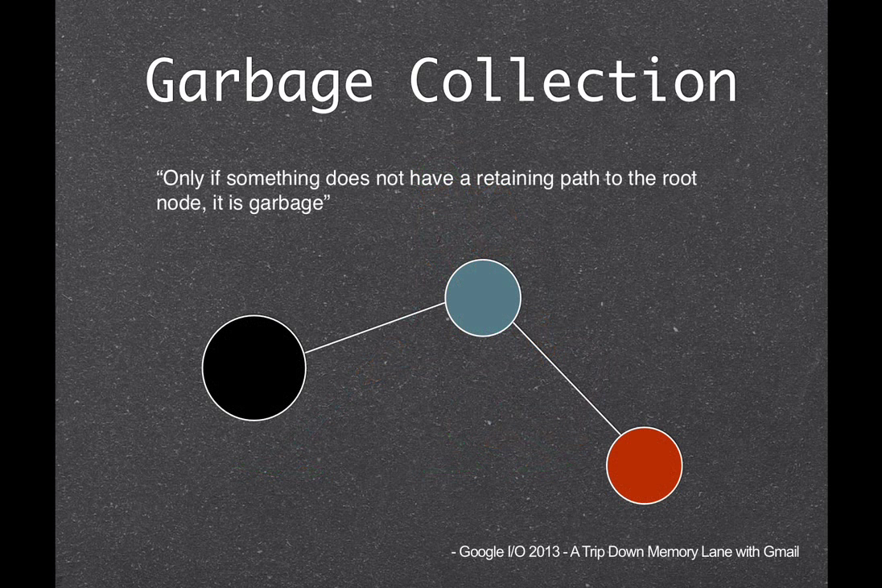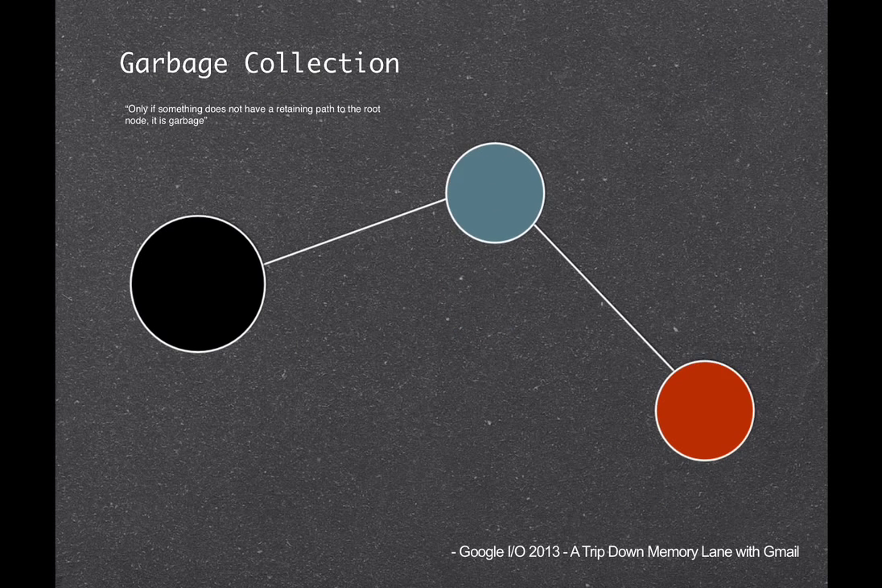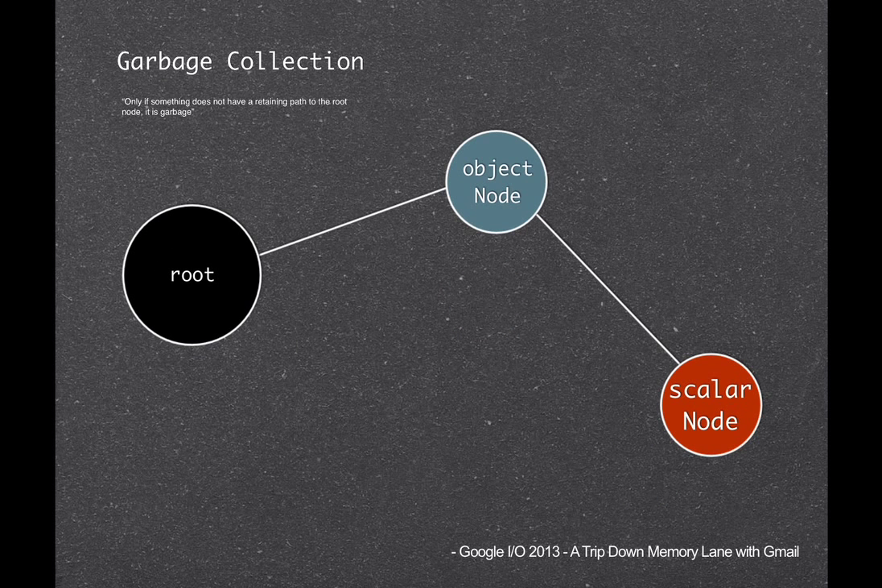There was a presentation at Google I/O called A Trip Down Memory Lane, which explains these concepts. I'm pretty fond of that presentation. You can Google it. It's pretty interesting. So they say only if a particular node has no retaining path from the window object will it get garbage collected. Let's understand this a bit better. So we have a root node.